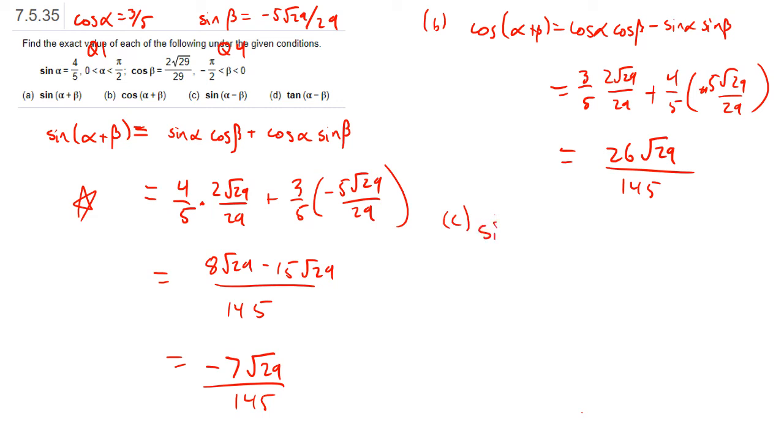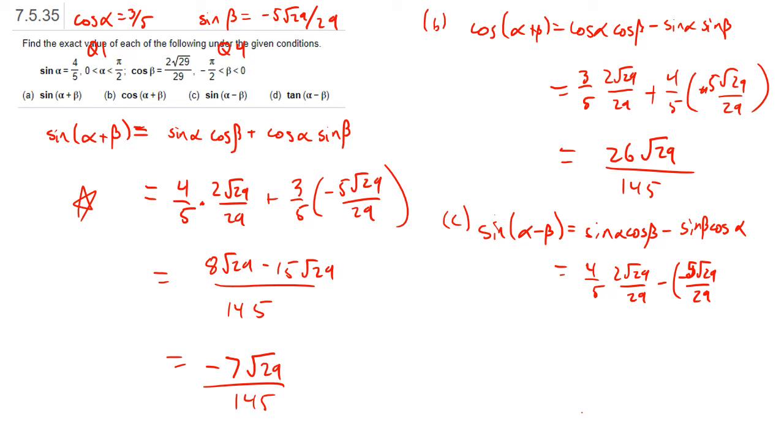Okay. Part C, the difference formula for sine. This is sine alpha cos beta minus sine beta cos alpha. And again, we found all of these. Sine alpha is 4/5. Cos beta was given as 2 root 29 over 29. Sine of beta is negative 5 square root 29 over 29, and cos of alpha we figured as 3/5. Common denominator is still 145. I have 8 root 29 plus 15 root 29 for a total of 23 root 29. And that's done.